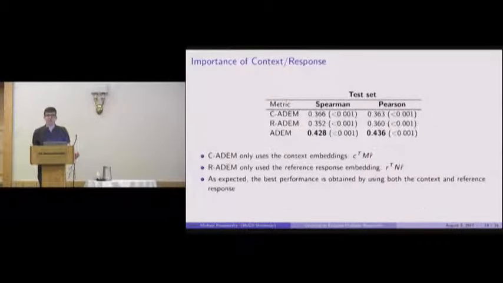So before I mentioned that one of the motivations for ADEM is that it takes into account the context and not just the response. So this slide is meant to show, does ADEM actually do this? Can we benefit from having access to the context along with the reference response? And what we can see, so C-ADEM and R-ADEM are the ADEM model that I presented before, but they only use either the context or the reference response respectively. And as expected, the best performance is obtained by using both, although we still do get significant correlation if you're only considering one of the two.